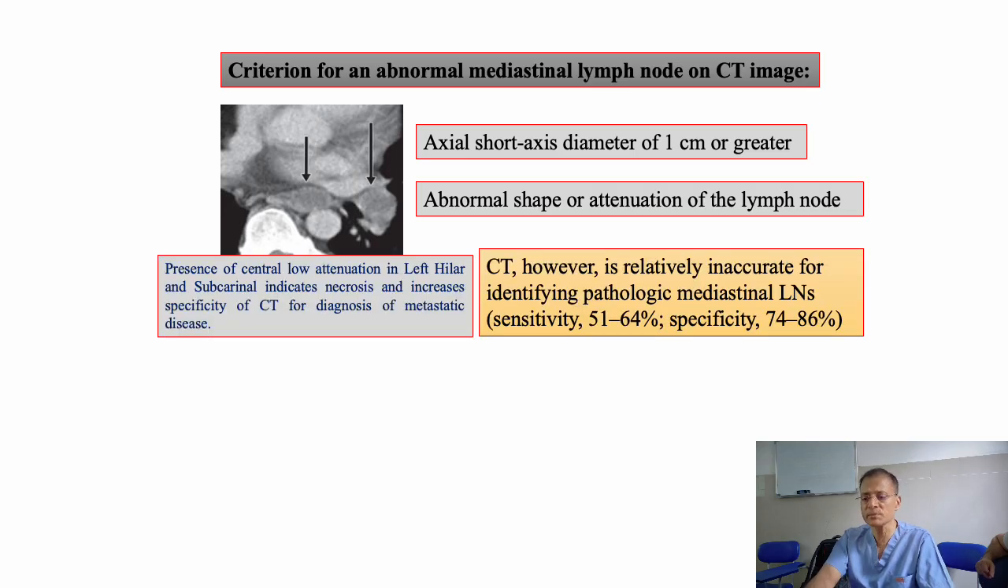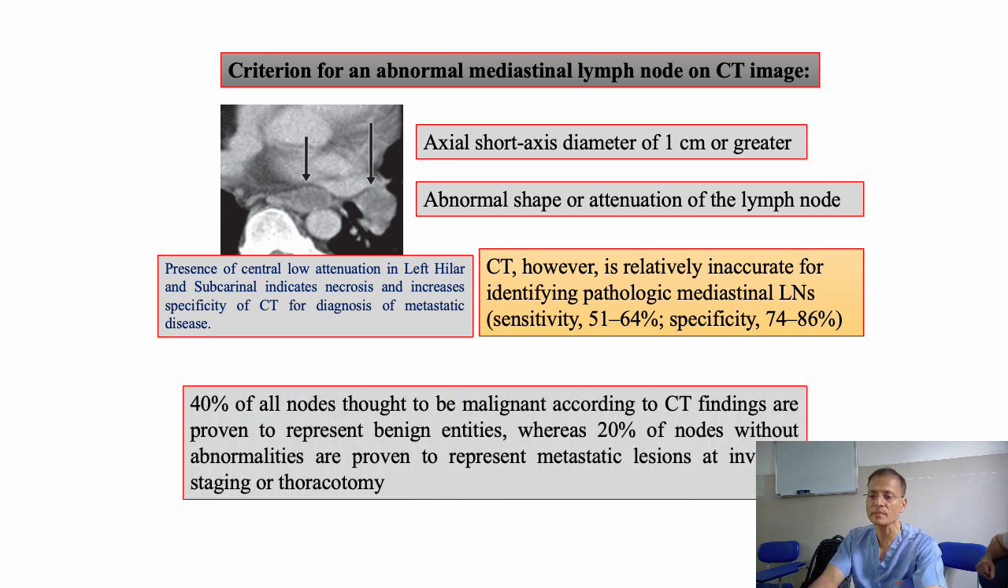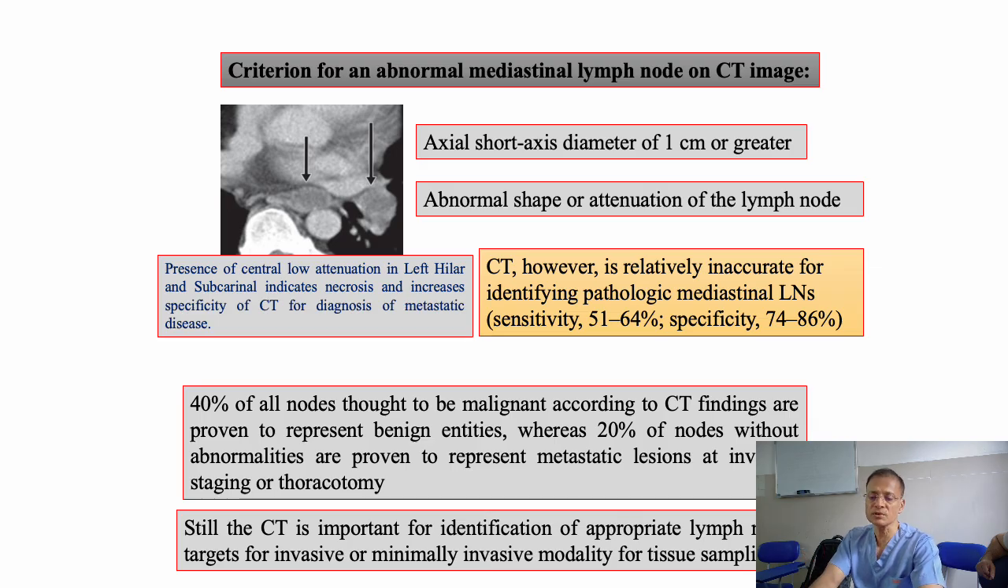It has also been said that the CT specificity and sensitivity is quite low, but it has to be done. If there is a heterogeneous region, the boundaries are distinct, it's oval in shape, there is a central necrosis and loss of the central hilum, those are suggestive of a malignant lymph node rather than a benign lymph node. Those criteria exist for the CT scan and also for endobronchial ultrasound or endoscopic ultrasound. But 40% of all those thought to be malignant according to the CT findings are proven to represent benign disease.